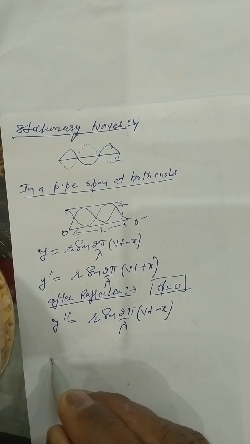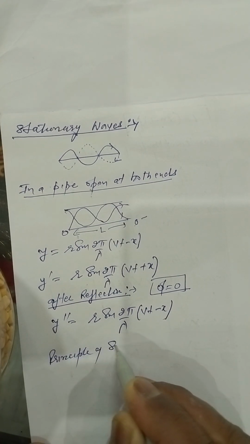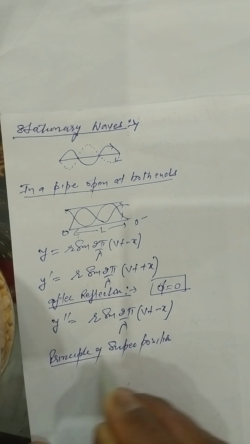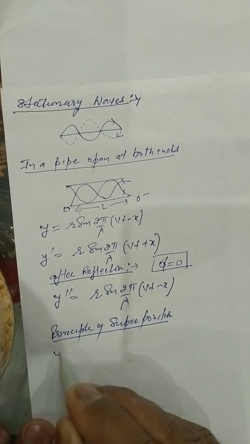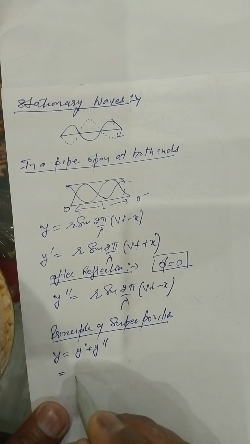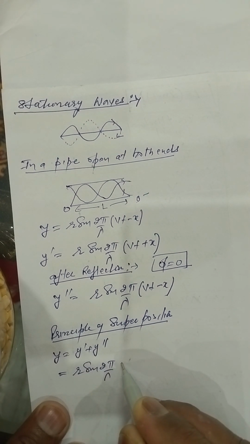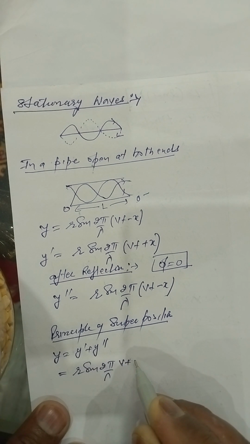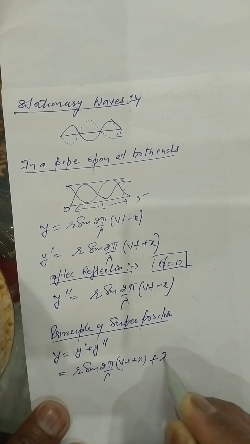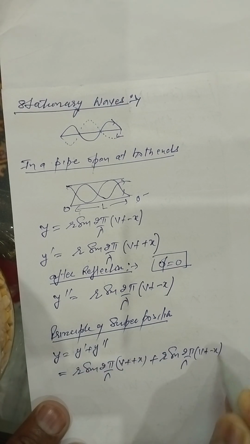So according to the principle of superposition, we will find that y is equal to y dash plus y double dash, meaning r sin 2π/λ (Vt + x) plus r sin 2π/λ (Vt − x).